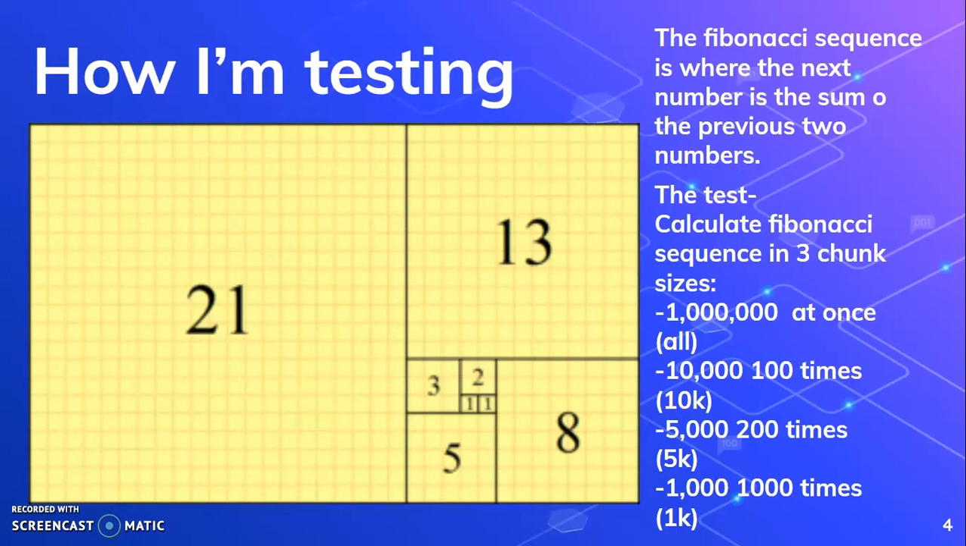How I'll be using this test set is I'm going to calculate the first million digits of the Fibonacci sequence for different methods. As a baseline, I'll be doing it with no chunking, so it's just one chunk of doing all 1 million all at once. My second one will be a 10K method, which is doing the first million in 100 10K chunks, and then the 5K method, which is 5K 200 times, then the 1K 1,000 times.